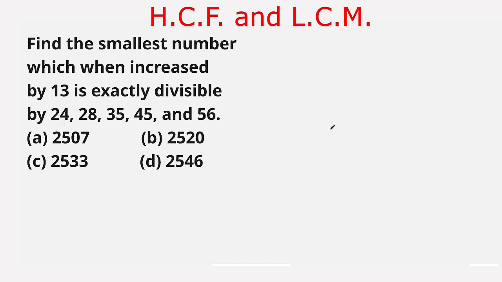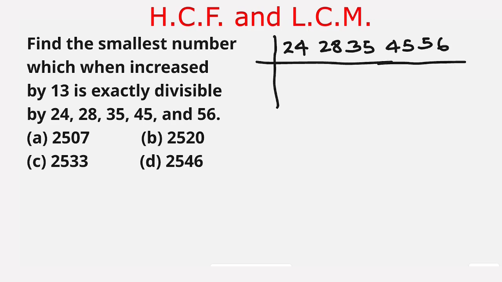But if the options are such that we are unable to find it from the options, then we have to solve it properly. So we will learn the proper method of solving it. We find the LCM of 24, 28, 35, 45 and 56. We divide these numbers by 2. 2 divides 24 for 12 times, 28 for 14 times. We write 35 as it is, 45 as it is, and 2 divides 56 for 28 times.